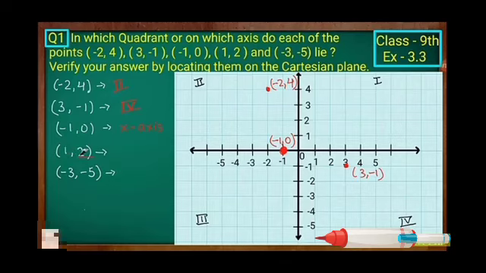Fourth is 1 and 2. X is +1, y is +2. Hopefully you can easily identify. Yes, this is the position, and this pair lies in the first quadrant.